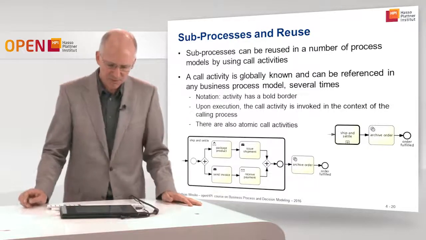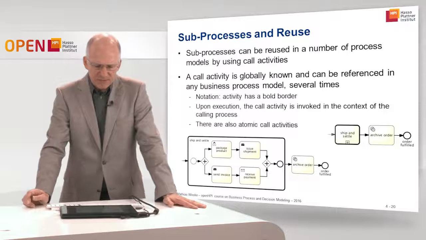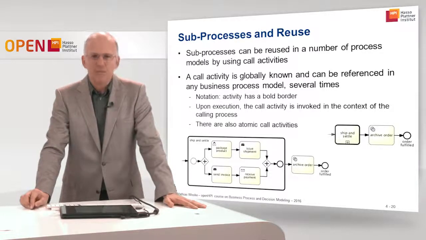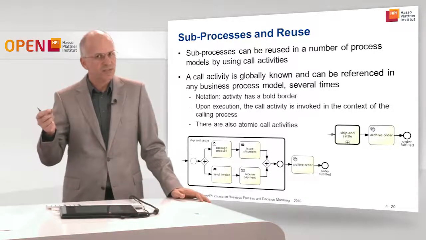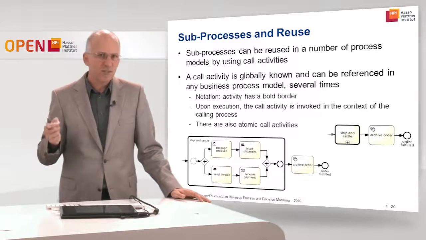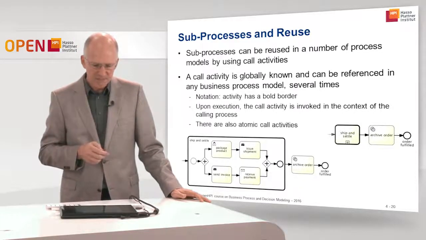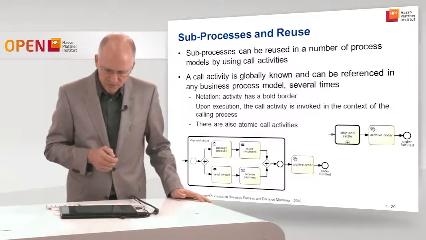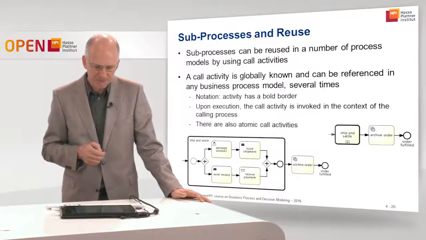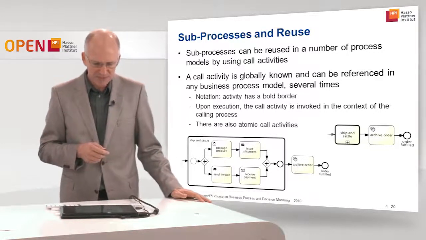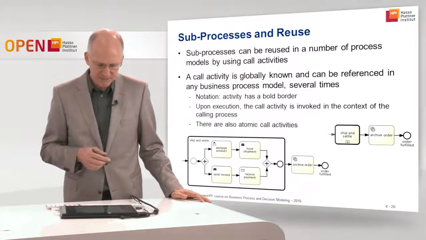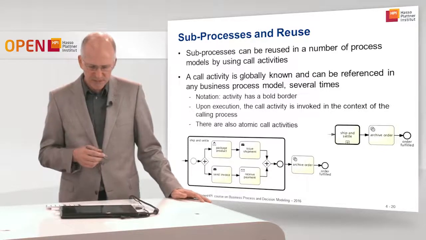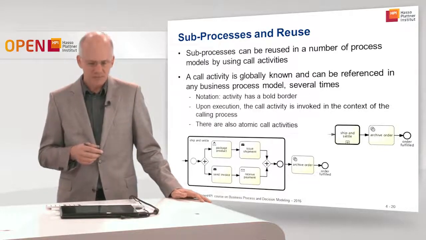All right, let's talk about subprocess and reuse. So subprocesses can be reused in a number of process models by using so-called call activities. You know, a subprocess is also an activity. So a task is an activity and a subprocess is also an activity. And a call activity is globally known and can be referenced in any business process model, and also, of course, several times. The notation of a call activity is an activity with a bold border. And upon execution, the call activity is invoked in the context of the calling process.